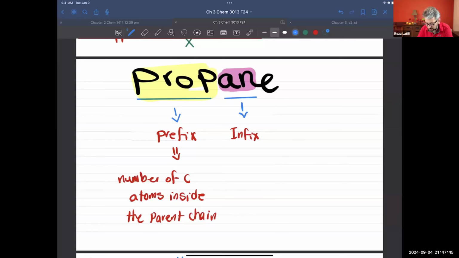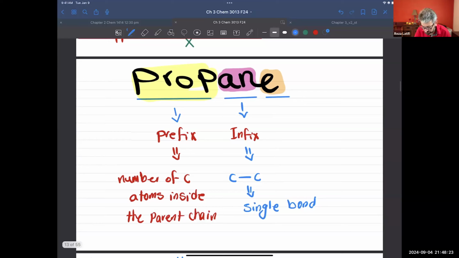And the infix is going to tell you, because it says AN, that you have a carbon attached to another carbon through a single bond. So anytime you end the name with AN, that means you have a saturated compound, and the bond between carbons will be a single bond. Now, the last letter says E. That's going to be your suffix.